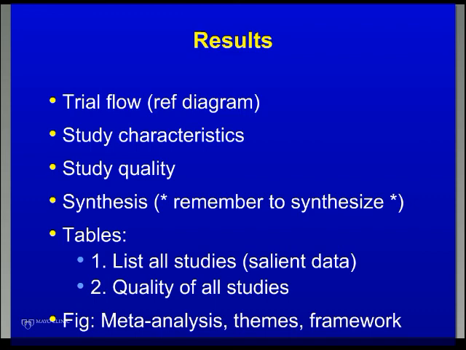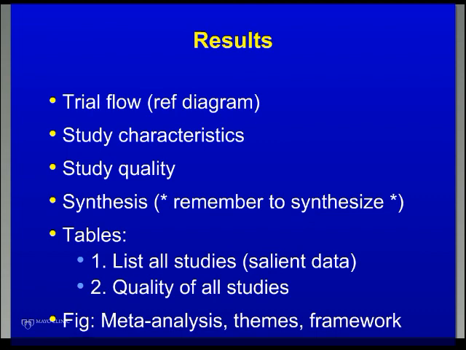One table will list all of the studies with some of the most important or most salient data. So for example, the participants, the sample size, the study design, key features of the intervention, the comparison, key features of the outcome, and so forth. You'll usually also want a second table showing the quality of all the studies. In a small systematic review, you'd want to have both of these tables in the full text.